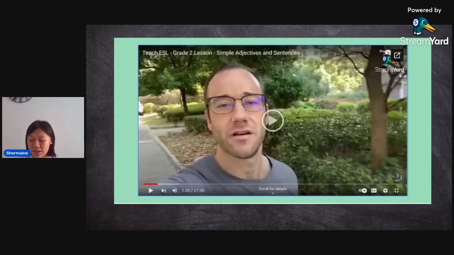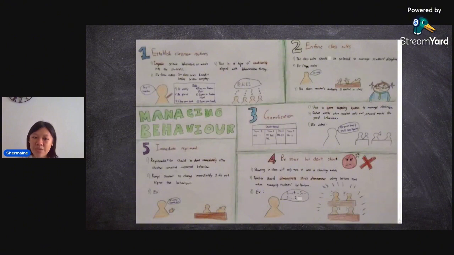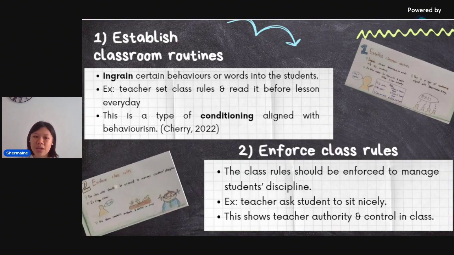So this is the video clip that I have analyzed, and I came up with this sketch note to show why the teacher talk he used is effective. So first, he established a classroom routine. As a routine, he ingrains certain behavior or words into the students. As an example, the teacher set 6 rules and made the students repeat them every time before the lesson. The 6 rules are: sit nicely, be quiet, clear your desk, eyes on teacher, listen to teacher, and raise your hand. He ensured that the students repeat them every time before class.